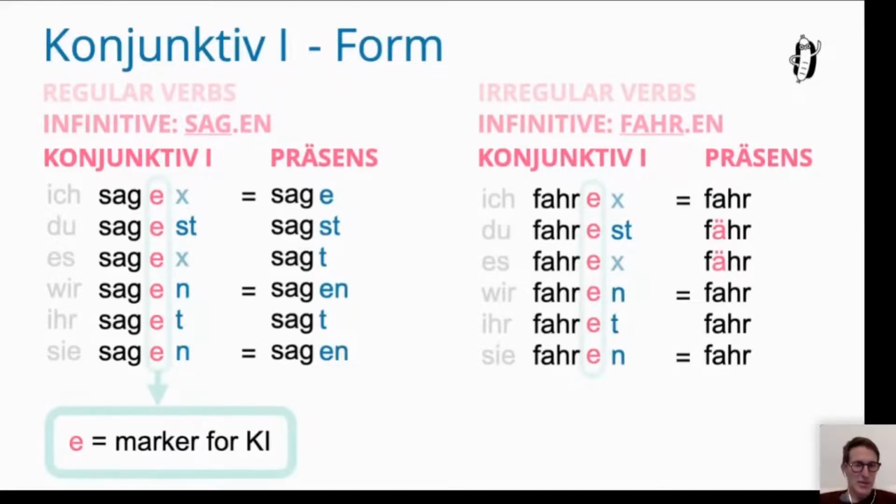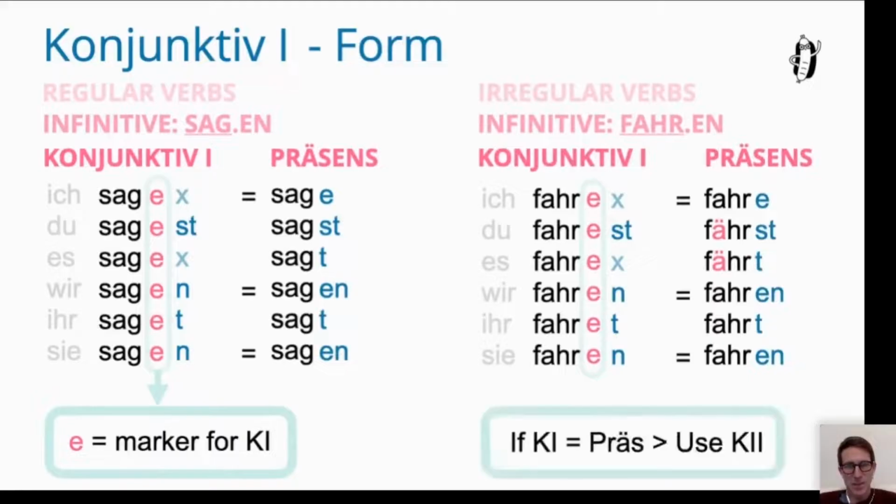And what to do with this? It's very simple. If the Konjunktiv 1 is identical, you use the Konjunktiv 2. Remember in the beginning I had a big blue X, because you don't need the Konjunktiv 1 for these. You never use the ich, the wir, and the sie plural in the Konjunktiv 1.